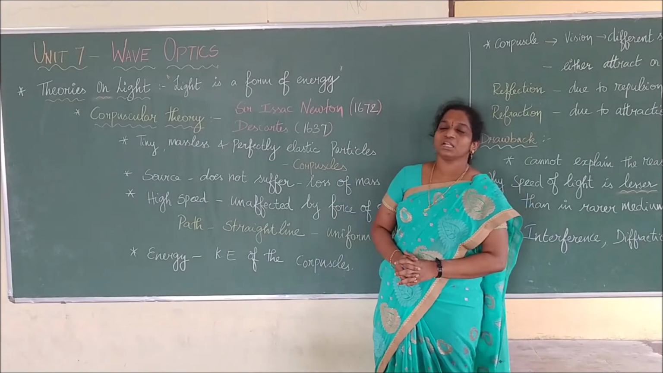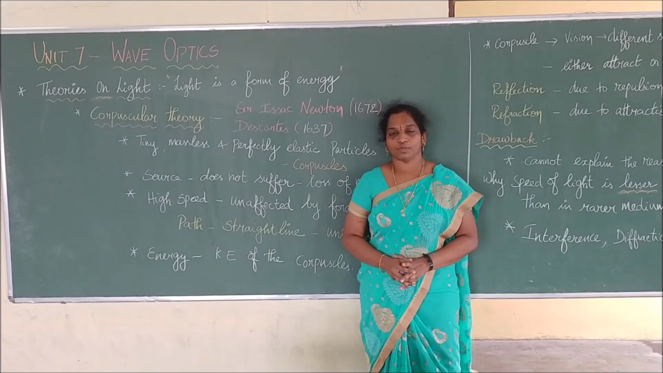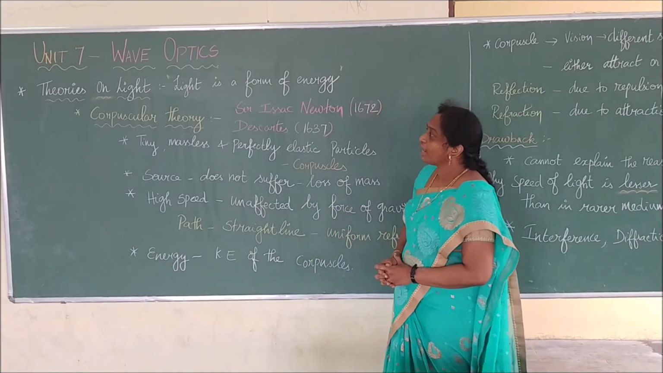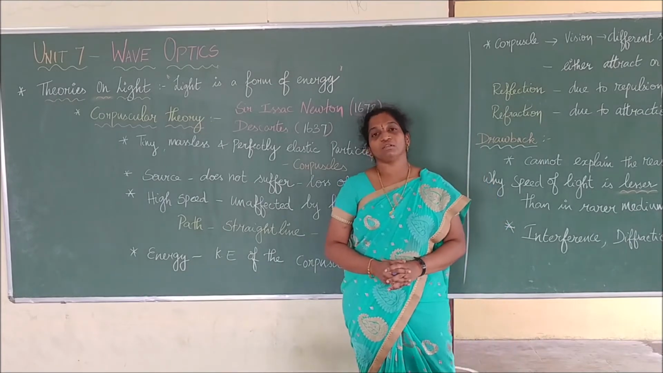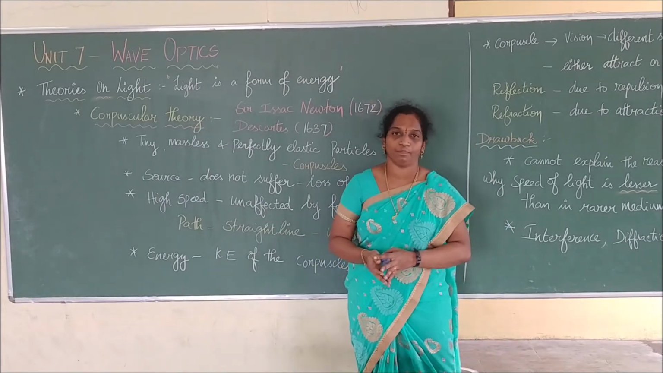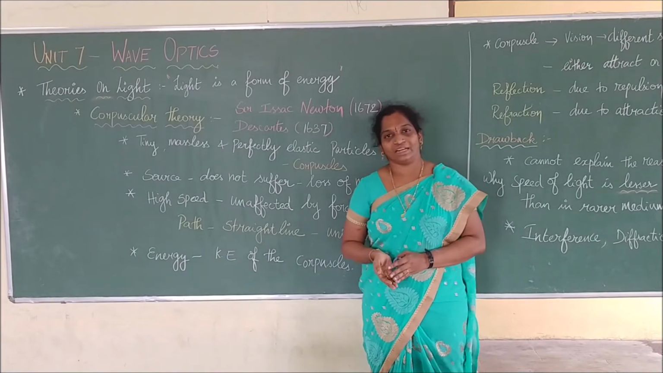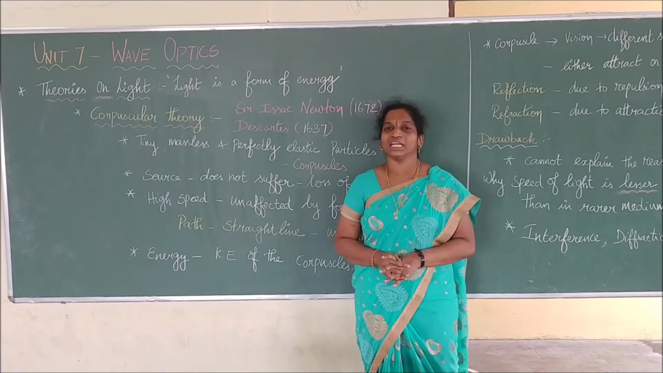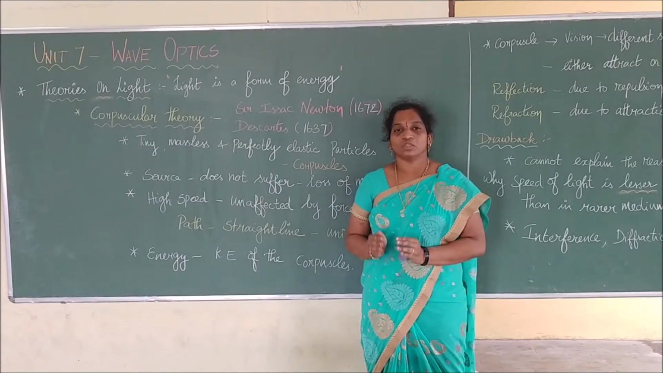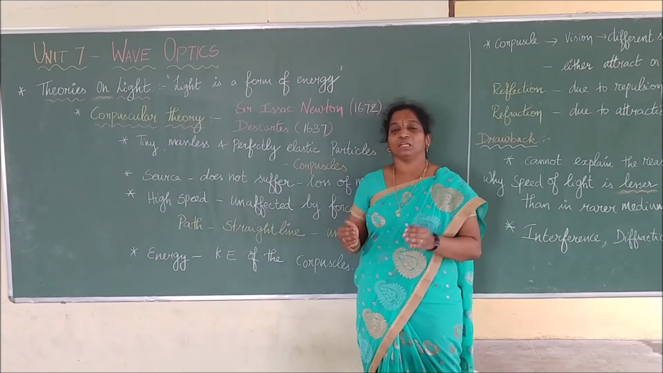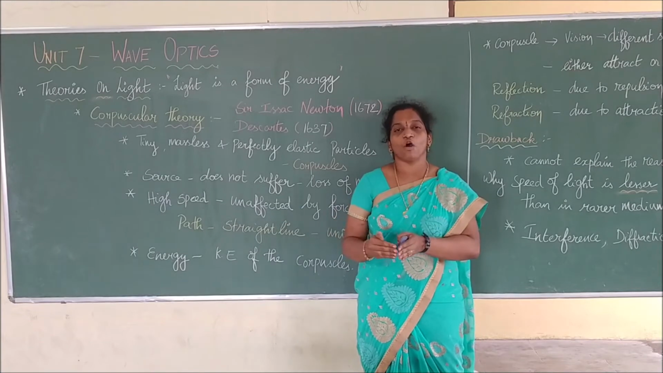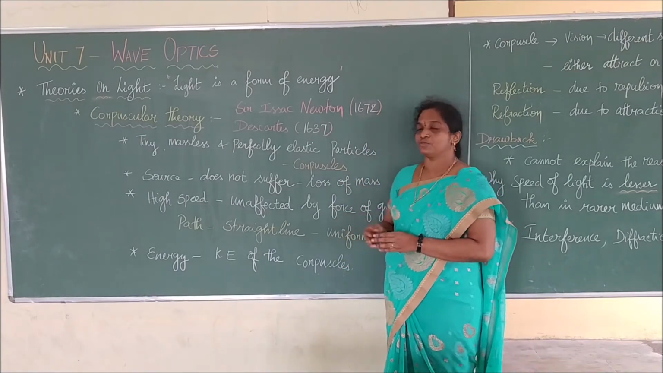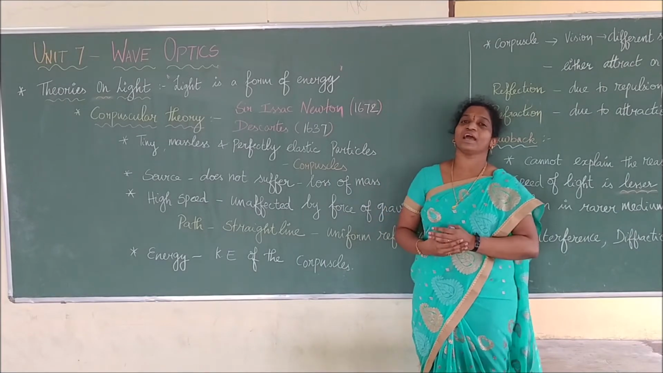So what are the theories of light? From the past till now, various theories have been proposed by various scientists. Initially they said that light is a form of energy that travels from one place to another in a wave-like nature, in a straight line. But later, through experimental study, they proved that light does not only travel in a straight line, but also diffracts to form an image. So various theories have been proposed.